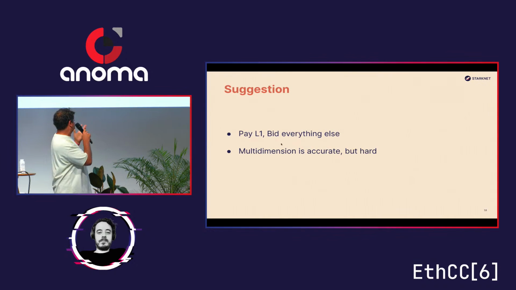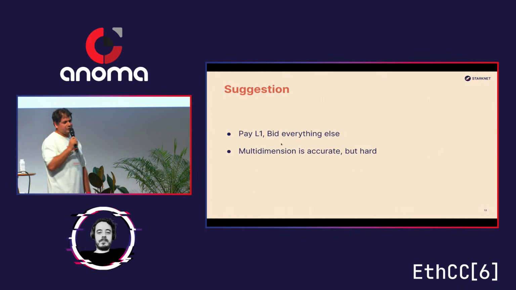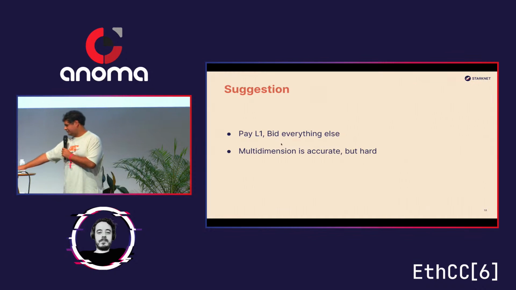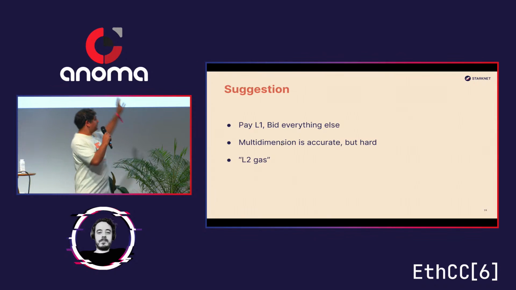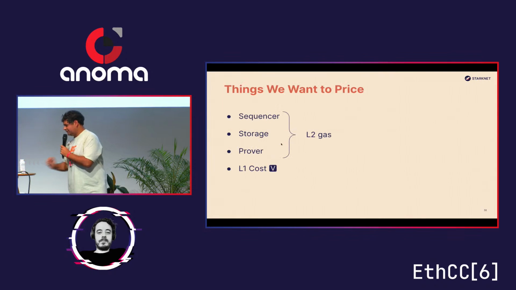You can in general do multi-dimensional bidding, meaning you bid on the storage, you bid on the computation, you bid on the proving. But it's very, very hard practically for everyone. It's hard for us, it's hard for users, it's hard for wallets. You don't want that. So instead, we will keep the payment for L1 separate, but everything else, all other costs and all other limitations, we will just fold into what we call L2 gas. I want to show how this folding is done.